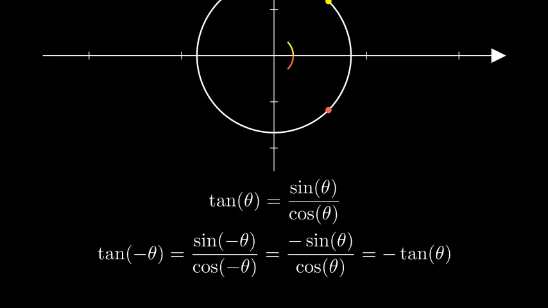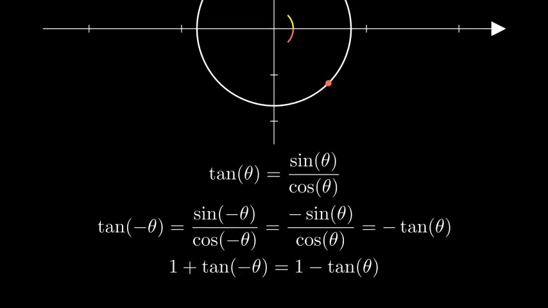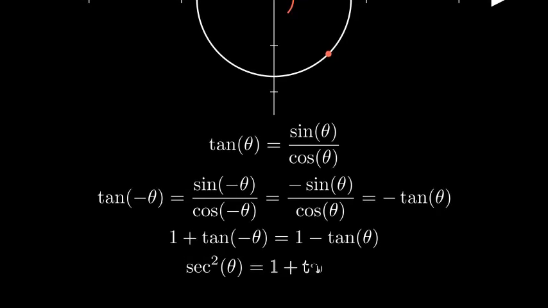Now let's substitute this back into our original identity. 1 plus tangent of negative theta becomes 1 minus tangent of theta. Next, recall that secant squared theta equals 1 plus tangent squared theta. Let's understand why secant squared equals 1 plus tangent squared geometrically.